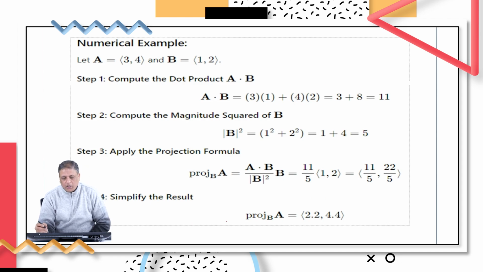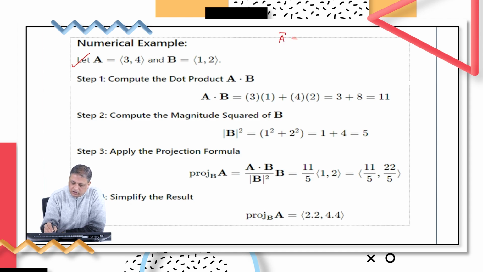So, let's solve one numerical. Now, over here two vectors are given to us. Vector A is 3i plus 4j and vector B is 1i plus 2j. For the sake of simplicity, we are just taking the 2-dimensional system. Therefore, vector A dot B will be A1 B1 plus A2 B2, which turns out to be 11. Now, we know the formula for projection.